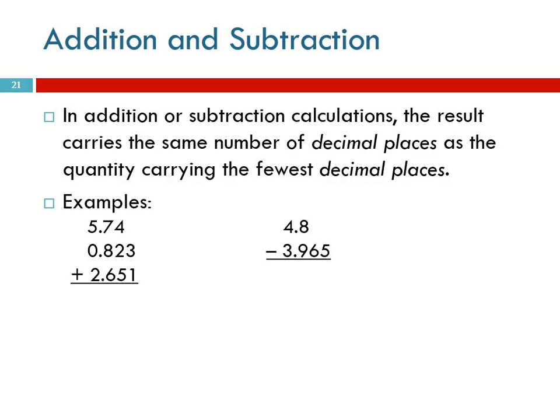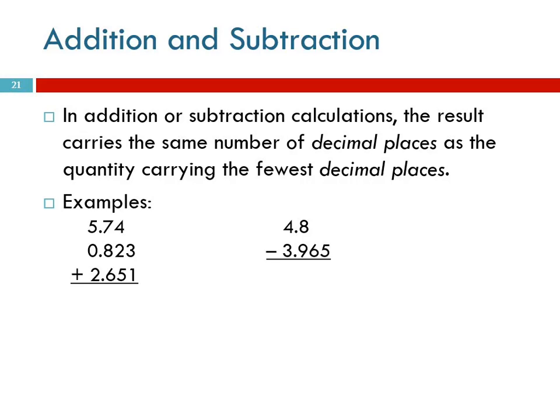Okay, other type of operation, adding and subtracting. This one, it's harder to give you a rule in words. So I'll just go with what the book says. The result carries the same number of decimal places as the quantity carrying the fewest decimal places. Multiplying and dividing, we were talking about number of significant figures. Here we're looking at number of decimal places. There's a difference.